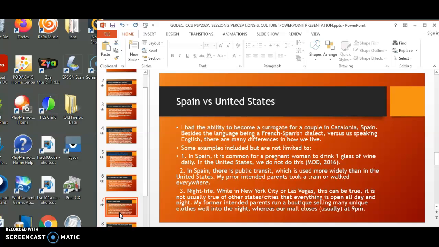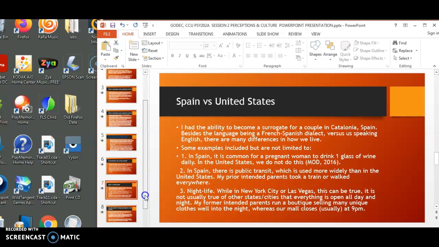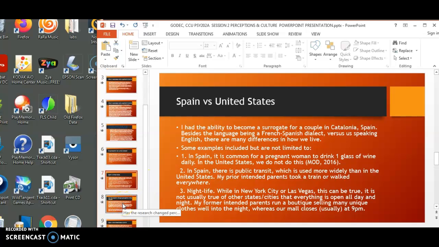Now, if you're looking at New York or somewhere like that, yes, you're going to see a lot of public transit because there's really just not a choice. There's too much traffic there. But in other areas of the United States, you're just not seeing that. While in New York City or Las Vegas, you might see a really good nightlife. You're not going to see that true of other states.